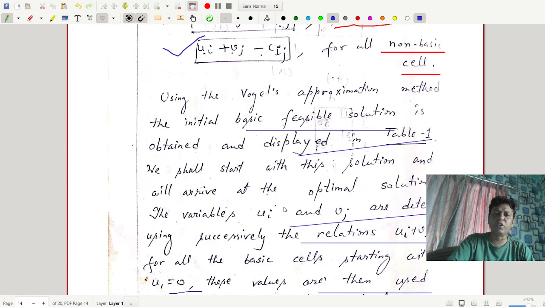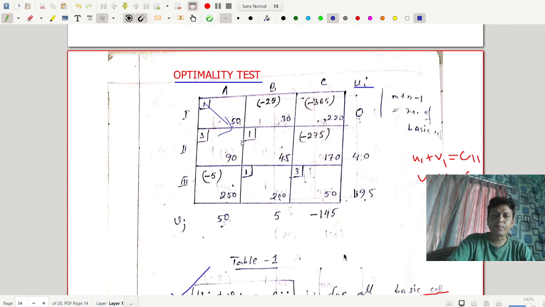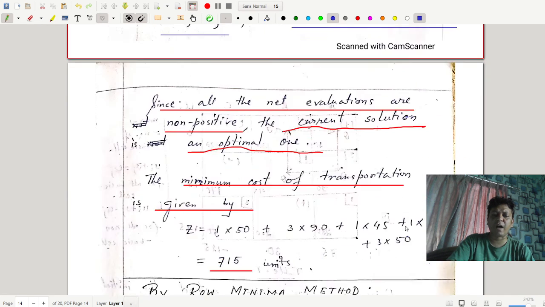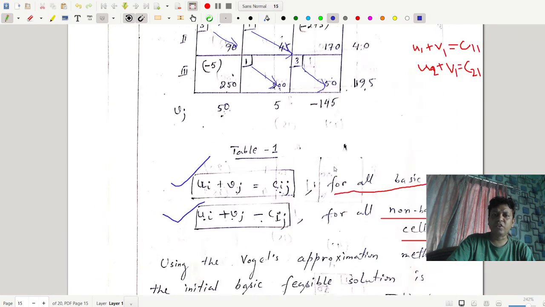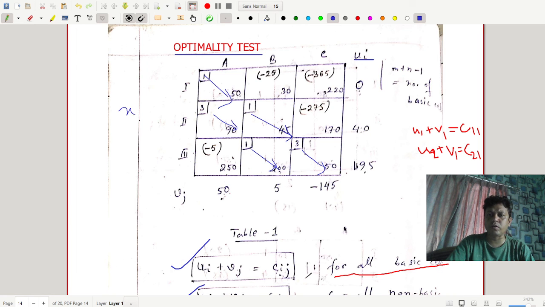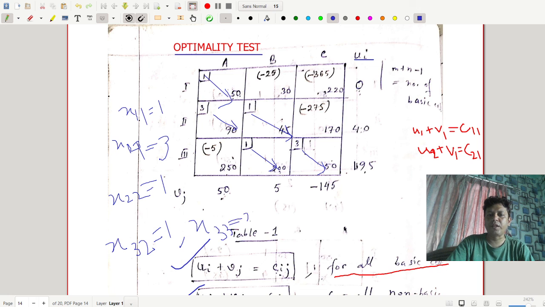That is 1 into 50, look at that in the table, 1 into 50, 3 into 90, plus 1 into 45, plus 1 into 200, plus 3 into 50. If you take the sum of this, you will get the optimal cost, that is 715 units. And your x11 is 1. This is your optimal solution: x21 is 3, x22 is 1, x32 is 1, and x33 is 3. So that will give you the optimal solution and the testing process.